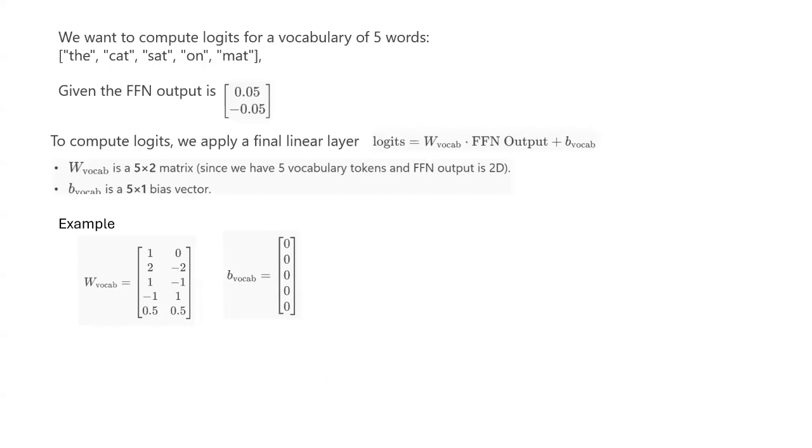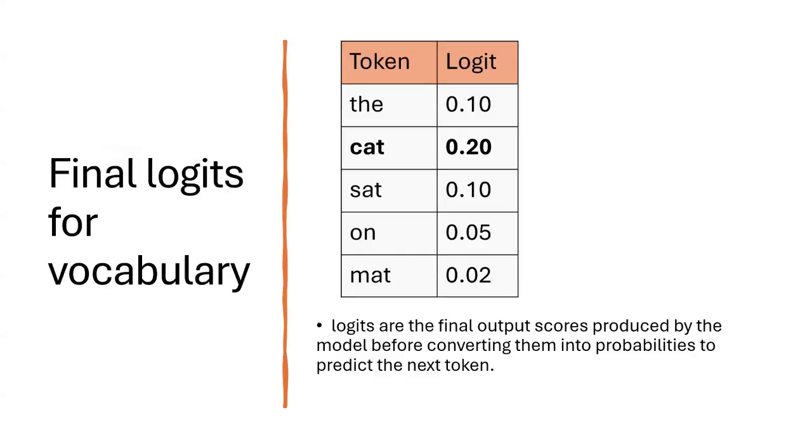Suppose the cat sat on the mat, and we have the FFN output. Then we need to take a matrix with dimension size as this vocabulary size, right? And if the output is 2D, we will of course take two dimensions. So this is what we will use to calculate the values in the logits. We will multiply those and we'll get this kind of logits here. If you see here, cat has the highest value.